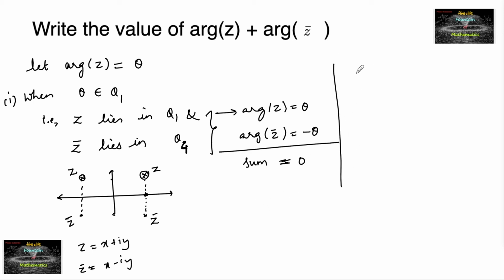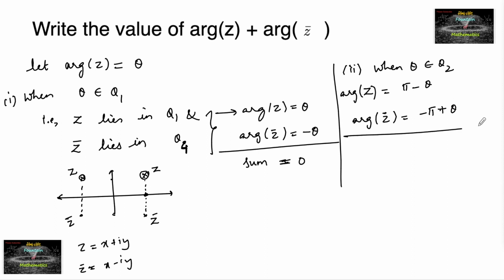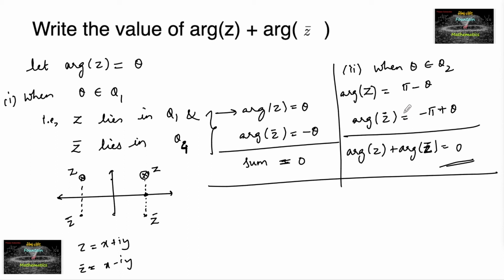Even if you consider the second quadrant, when theta belongs to the second quadrant, then argument of z is equal to pi minus theta, then argument of z bar is equal to minus pi plus theta, and again the sum, argument of z plus argument of z bar, is equal to pi minus pi, which is 0, and minus theta plus theta is 0. So we get the answer 0. And the third quadrant is similar to this second one.